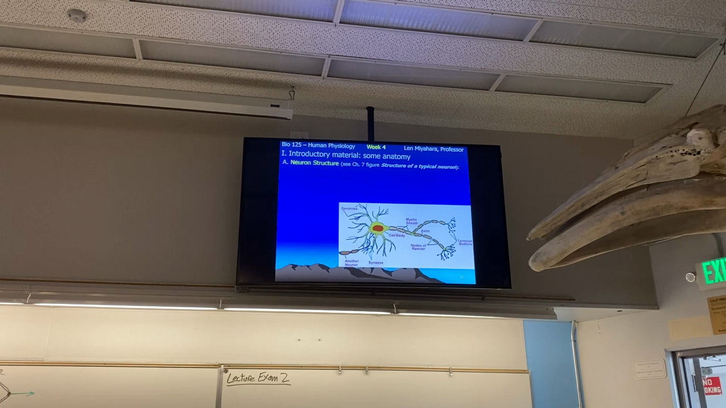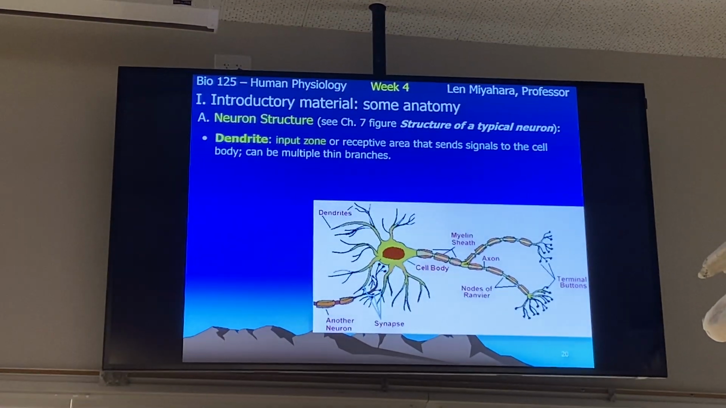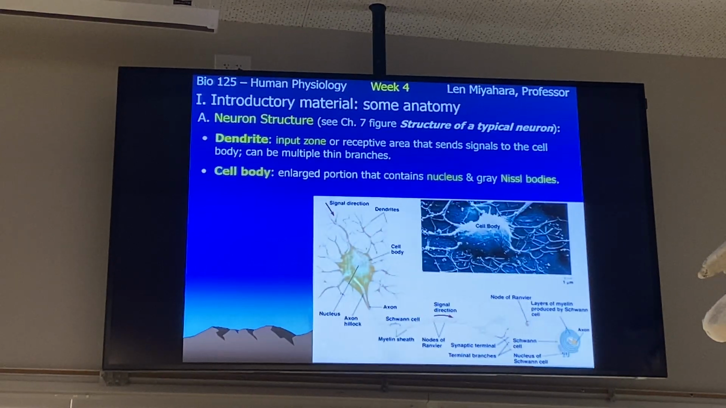Some anatomy review. Remember what a neuron looks like. We have the dendrites, which is an input zone that's getting signals from either sensory receptors or other neurons. We have the cell body. Next to the second bullet, I would write also an input zone. The cell body can also receive inputs from other neurons.